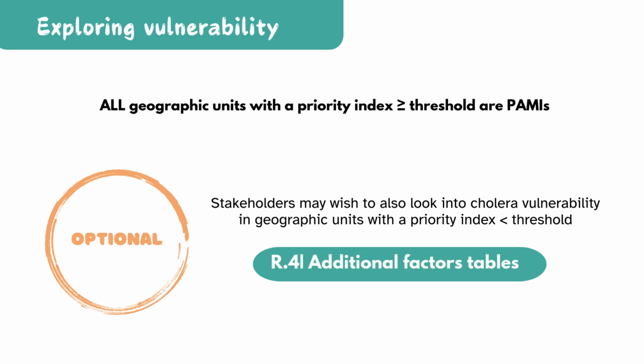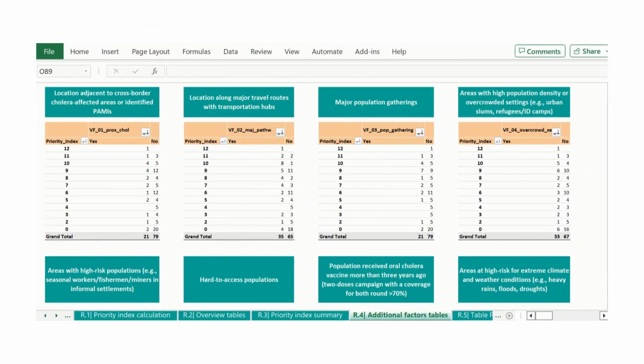However, in particular circumstances, if it is determined that the priority index may lack reliability in specific geographic units, stakeholders may also wish to look into the vulnerability to cholera of geographic units that have a priority index below the priority index threshold. Sheet R4 is used for that purpose in order to assess the presence of vulnerability factors in geographic units that have a priority index below the selected priority index threshold. However, remember, selecting additional PAMIs based on vulnerability is optional, and in any case, the number of additional PAMIs must remain very limited. Let's have a look at Sheet R4.